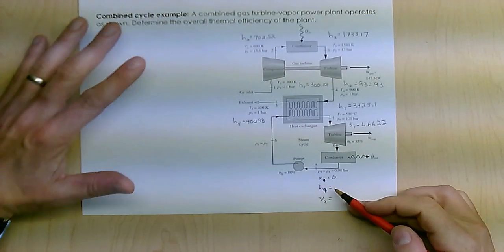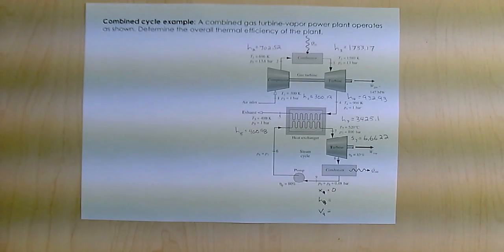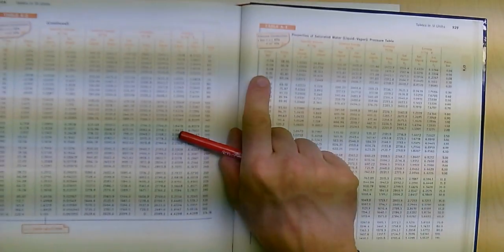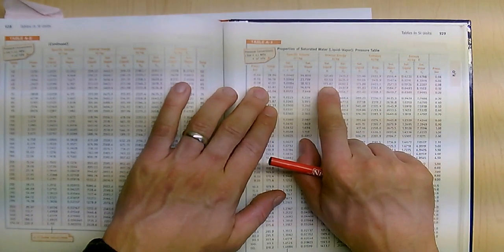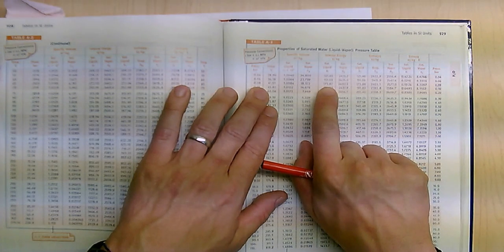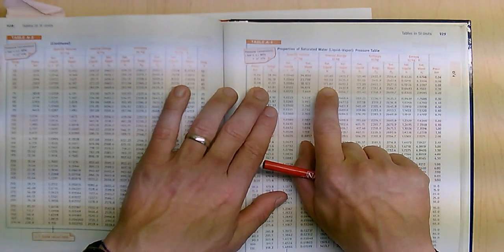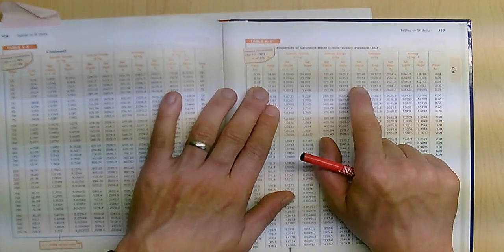Okay. Now the other thing I know is coming out of the condenser, I know the pressure is 0.08 bar, and I know it's a saturated liquid. So I go to 0.08 bar, and I get an H value of 173.88. I need enthalpy, okay?